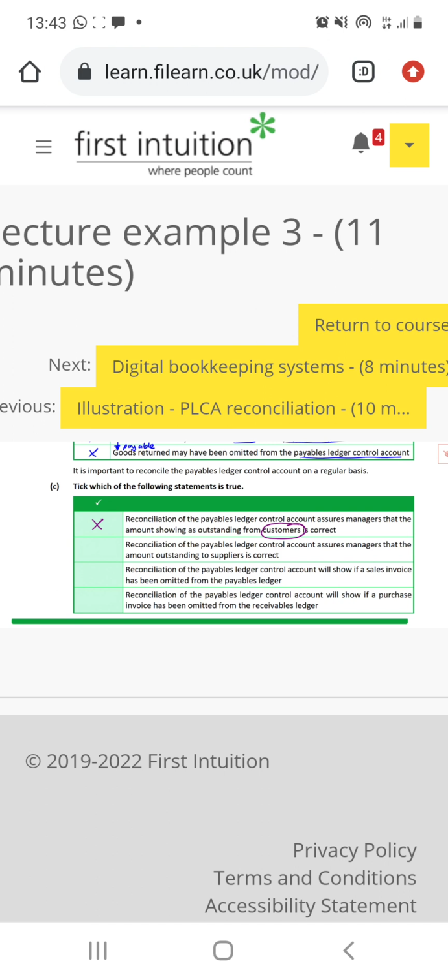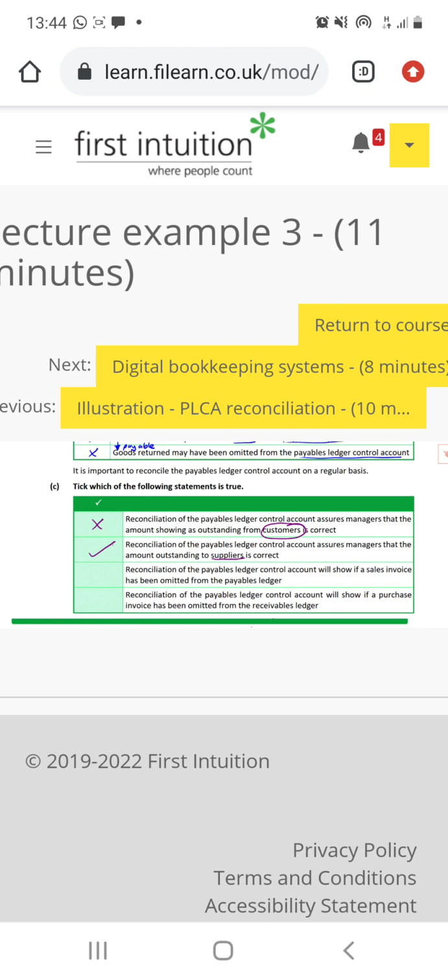Secondly, reconciliation of the payables ledger control account assures managers that the amount outstanding to suppliers is correct. Yes, that's sensible, that's a good reason to do it. It's to make sure that we are happy that we've not made any mistakes or errors, because we've got stuff being recorded in a couple of places so we can check the balances to each other. So that works.